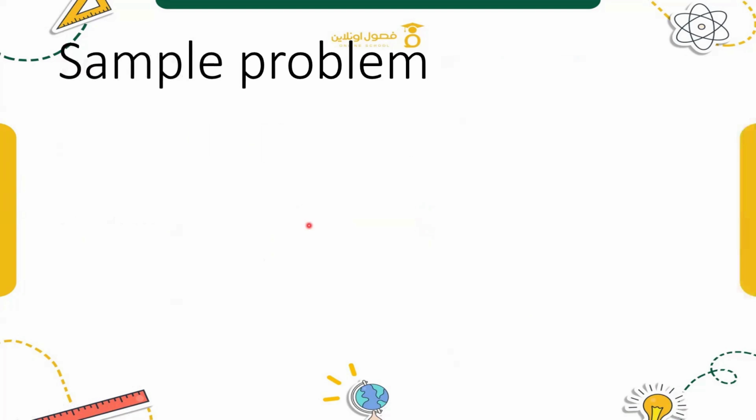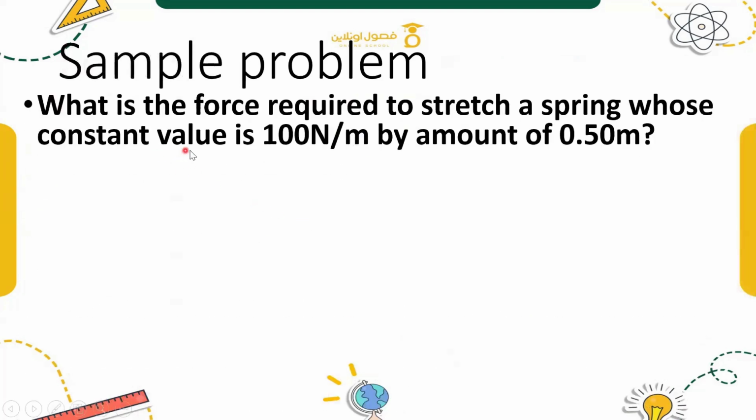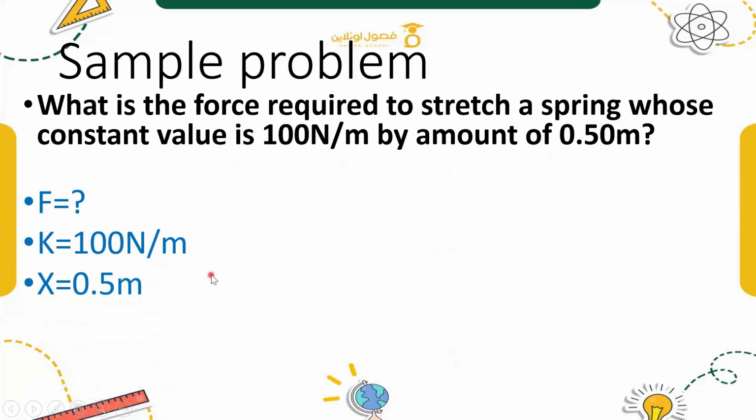We can see a simple problem to think about with me. What is the force required to stretch a spring whose constant value is 100 Newton per meter by an amount of 0.50 meter? At first, it asks about the force. We need F. Then, what do I have? I have the constant value, K, 100. Then I have the displacement, 0.5. I don't have F. It asks about that.